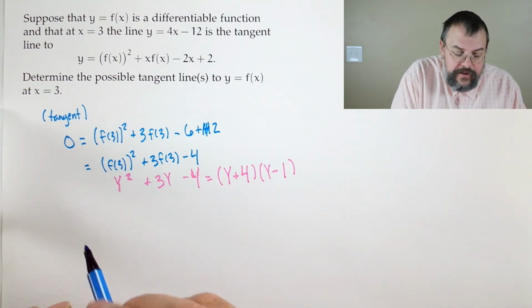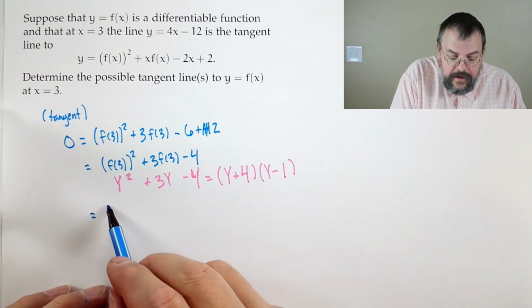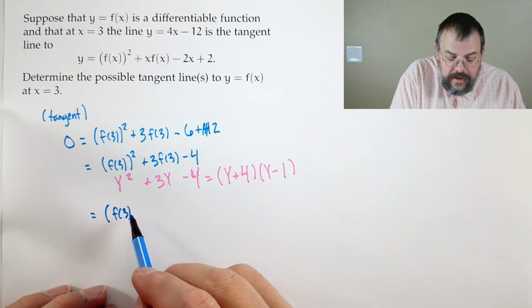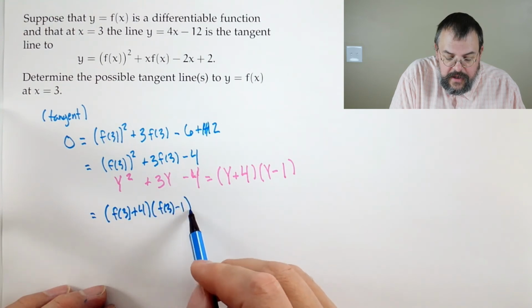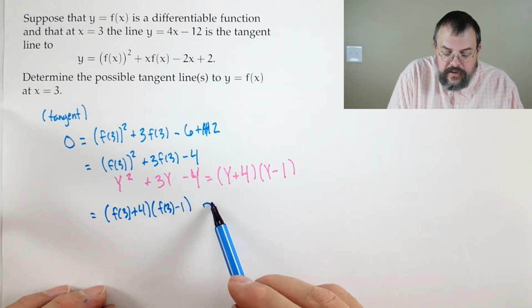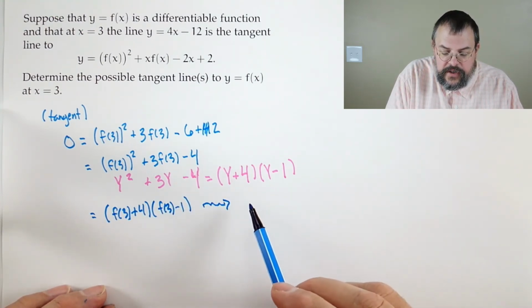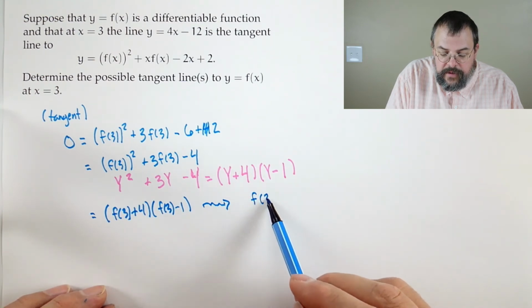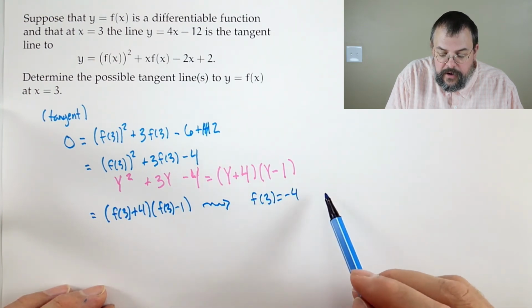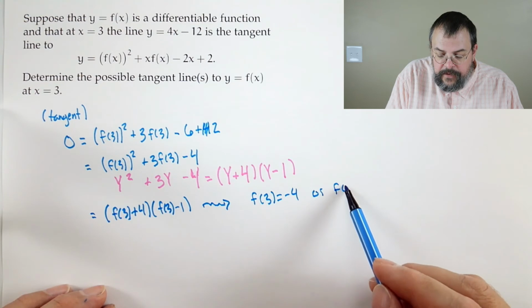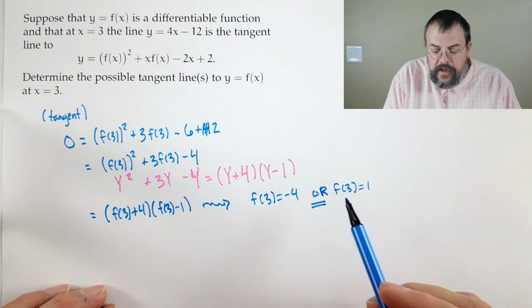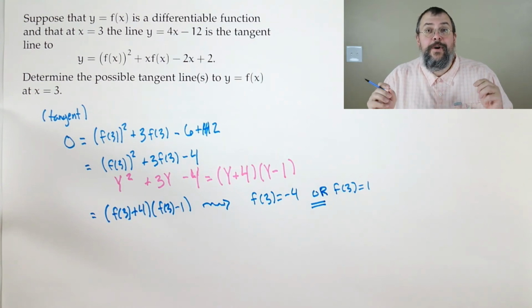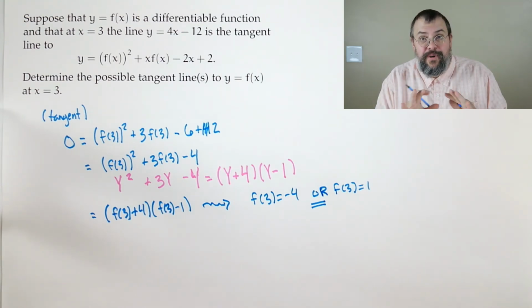Well, it tells us that, hey, do you know what? We can say, we know that f of 3 plus 4 times f of 3 minus 1 is equal to 0. So at this state, without any additional information, there's two possibilities. Namely, f of 3 is negative 4, or f of 3 is 1. And I really want to emphasize the word or. When I say or here, I mean one of these two is true, but not both.